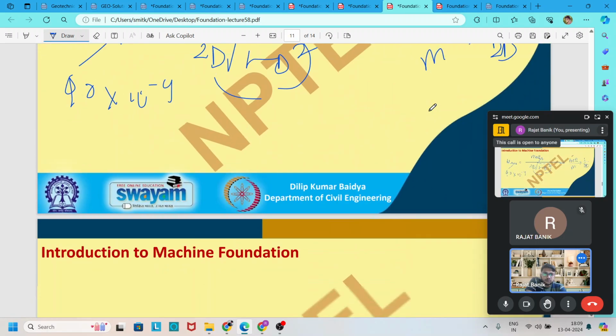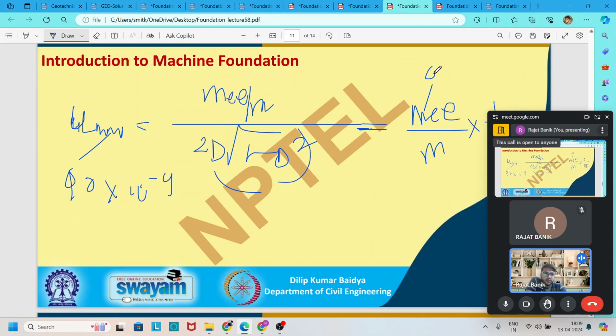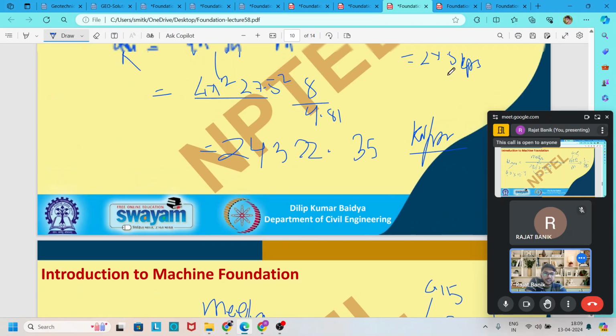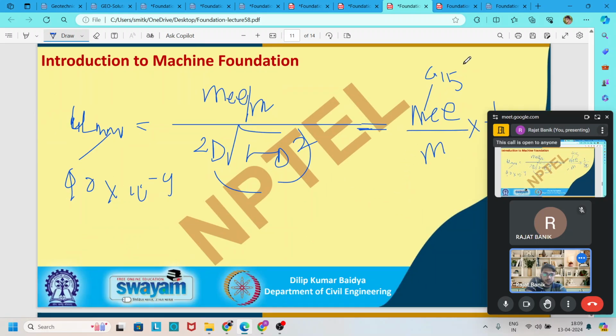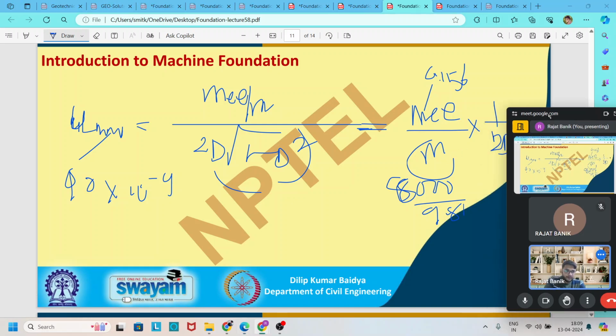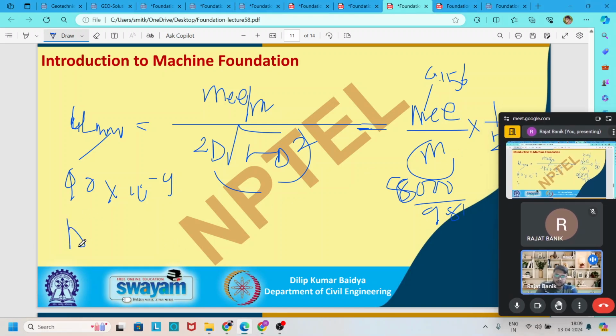It's given as 0.156, I think, 0.156 Newton meter, and M is given as 8 kilonewton. So we have to convert it to Newton by dividing by 9.81. So put all this value, we get the D. If you write D in a simpler way, it is ME E divided by M into 1 by 2 U max.